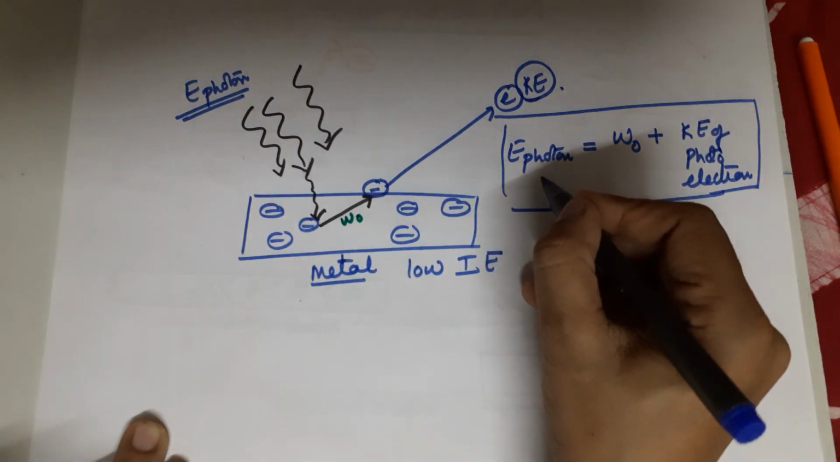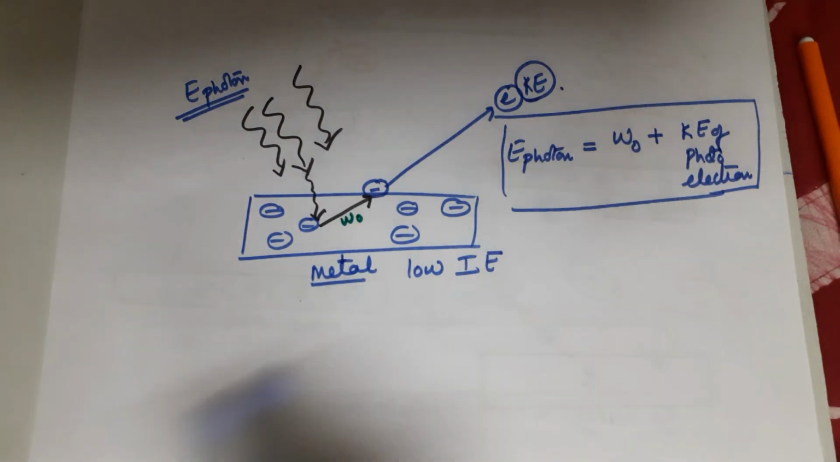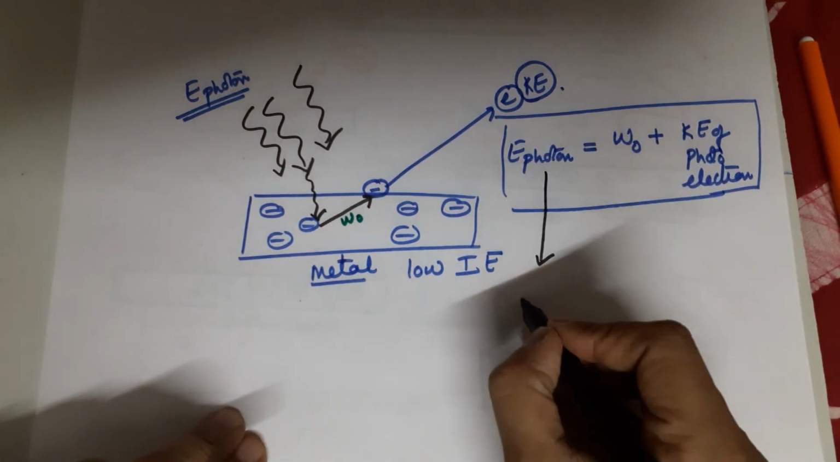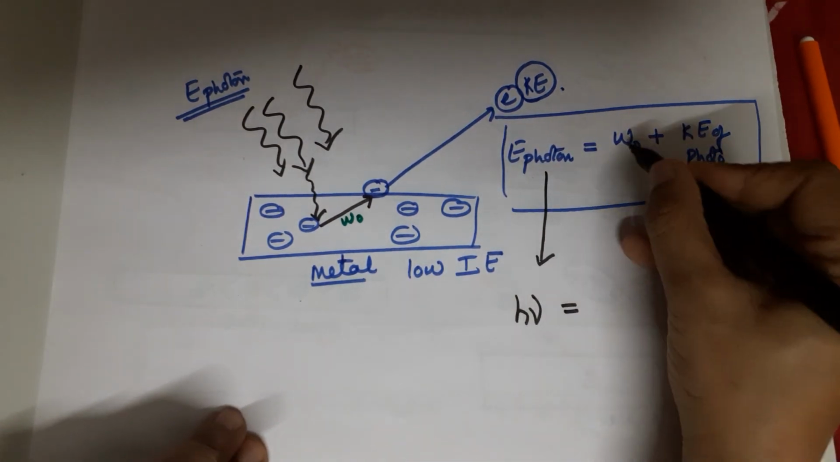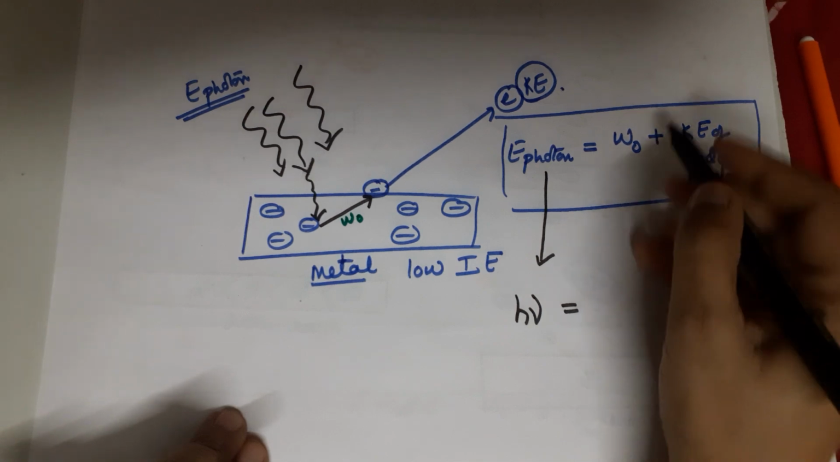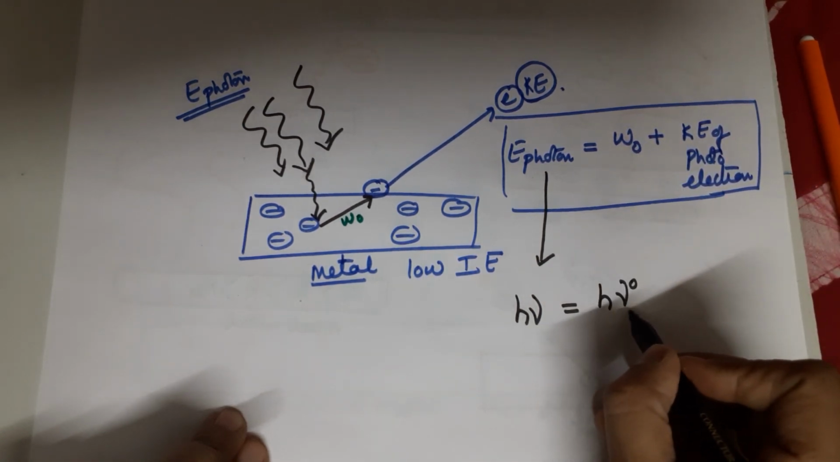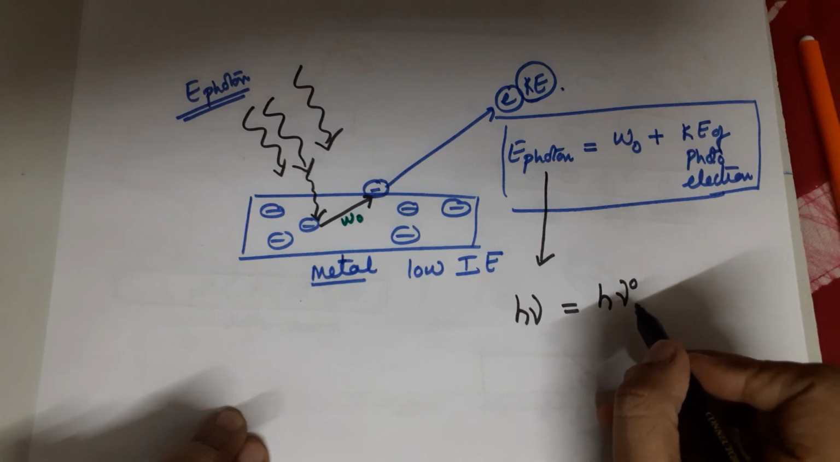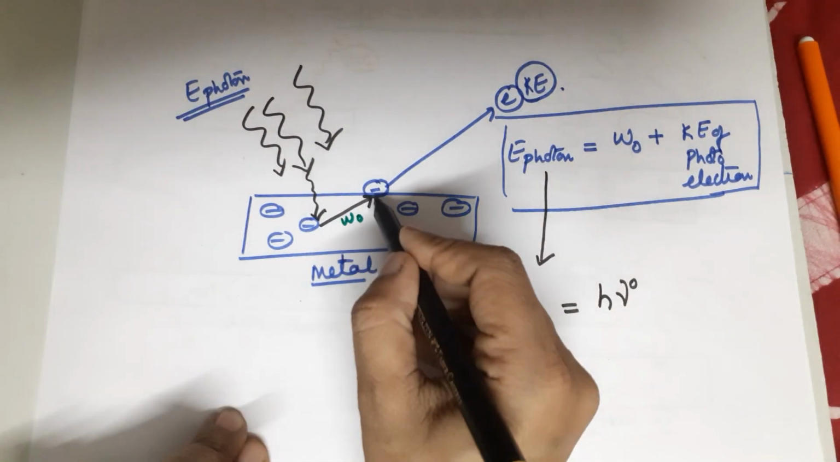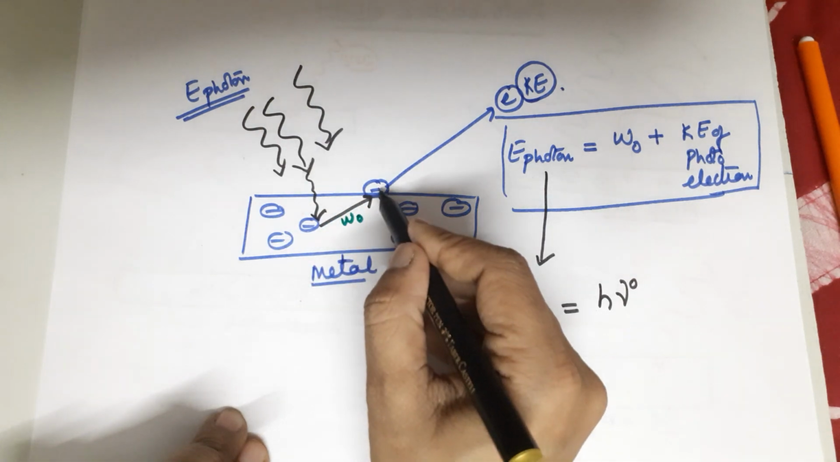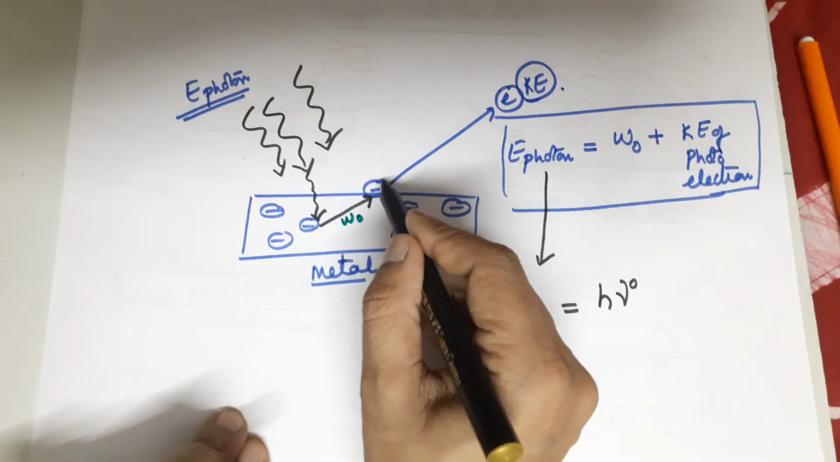Now, how did we calculate the energy of the photon? E is h mu. Now, work function is also energy. This also can be calculated by h mu naught. Mu naught refers to the threshold frequency, the minimum frequency that is required just to remove the electron from inside the metal to the metal surface.